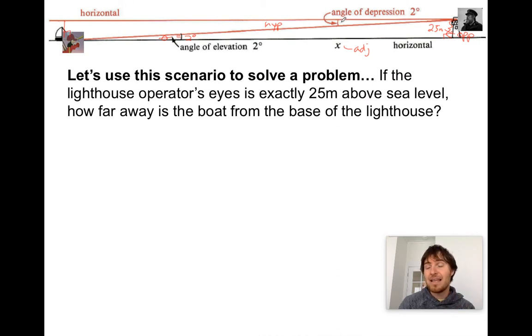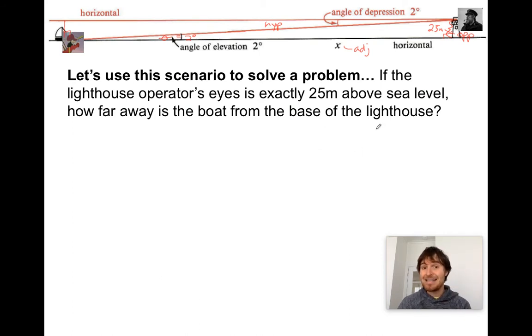So then why is this angle of depression 2 degrees and that angle of elevation also 2 degrees? Because the angle of depression from a given reference point is the same as the angle of elevation from the other reference point in the situation. Well, they're the same because they're what types of angles? The 2 parallel lines are cut by a transversal, and then alternate interior angles are congruent. So anyways, just figured I'd mention that here.